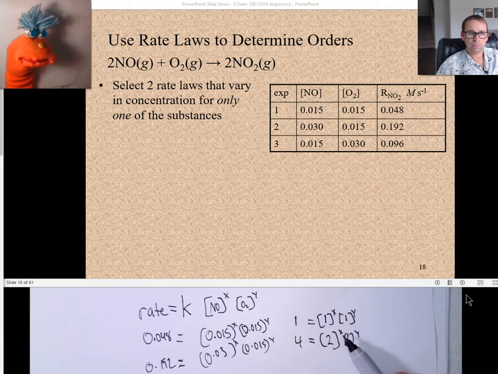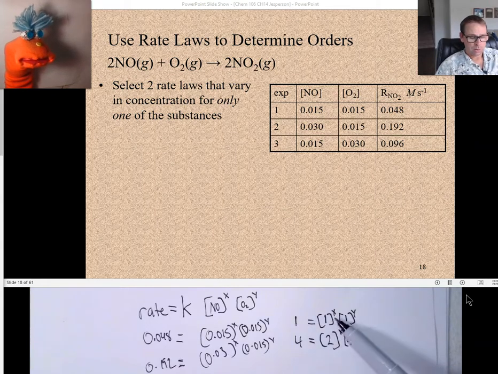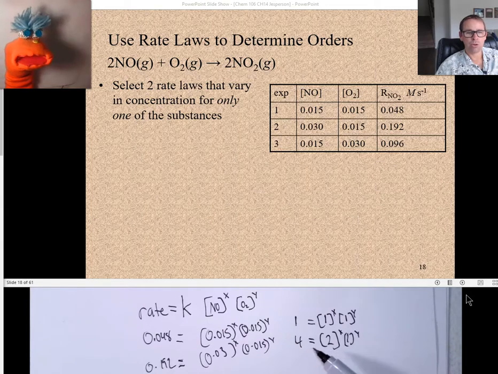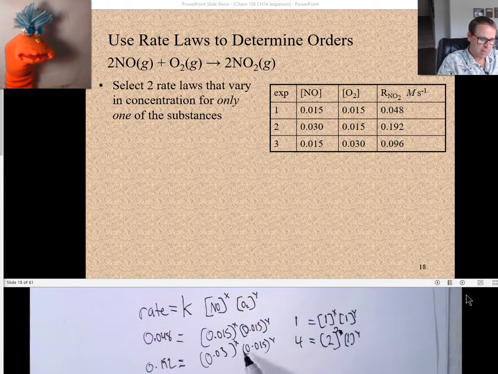You mean 2 to the whatever? That's right, because 1 to these values is going to be the same. It's going to be 1. 1 times whatever, 1 times 1 however many times, is going to be 1. But 2 here to the what is going to make it 4? Oh, to the 2. That's right. And so what that's shown us is that the exponent here is 2.